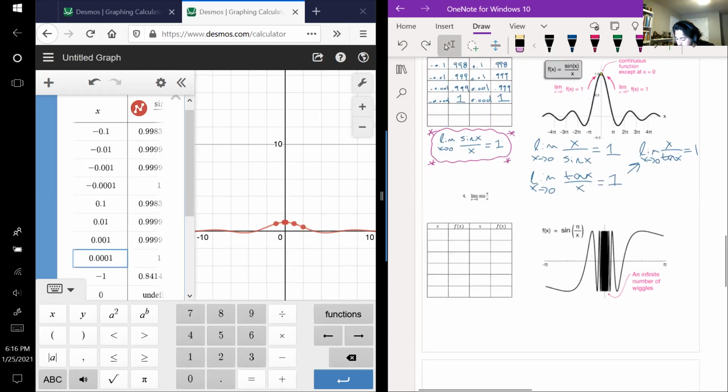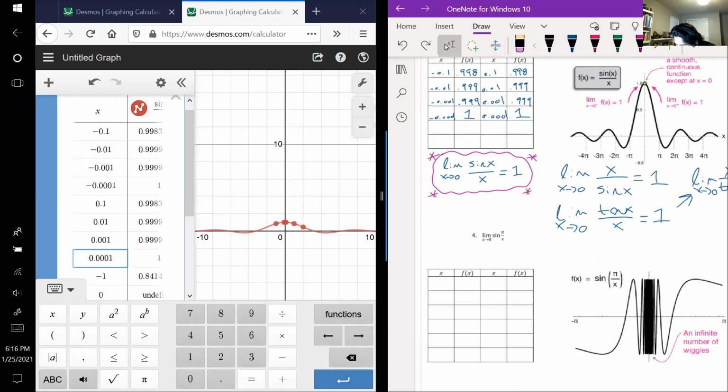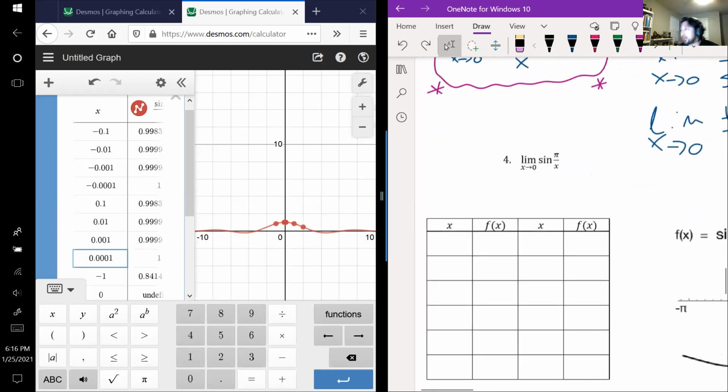So we are looking at sine of pi over x. Oh yeah, I'll do that. I'll put it on my computer. Let's see if I can break mine.